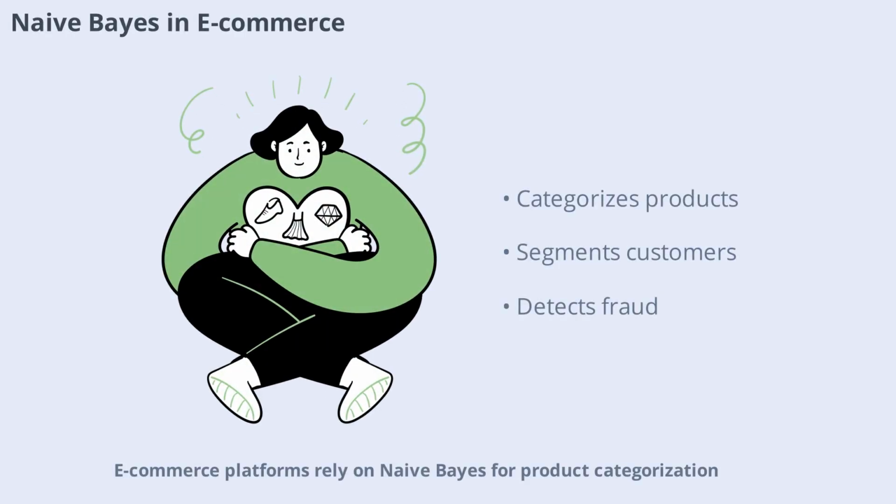E-commerce platforms rely on Naive Bayes for product categorization, customer segmentation, and fraud detection. The algorithm processes large volumes of transaction data to deliver personalized shopping experiences and secure online transactions.